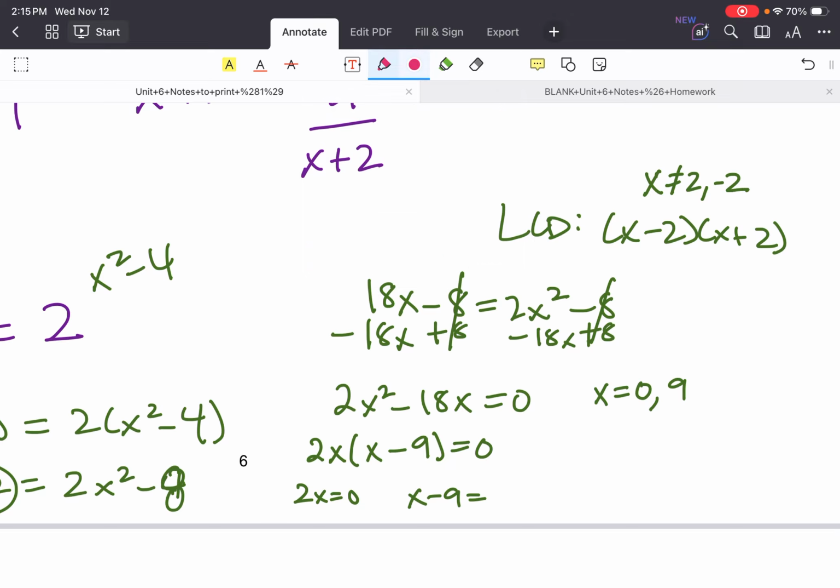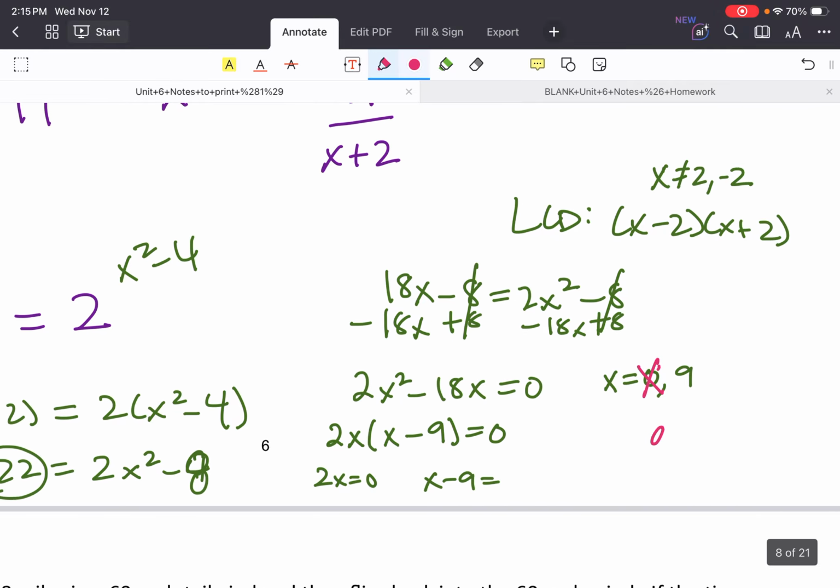So our boat will not be able to go upstream against the current if it's only going 0 miles per hour. That would make the current push it back downstream. So the 0 does not make sense. So our answer that does make sense is the 9, and it will be 9 miles per hour for the answer there.